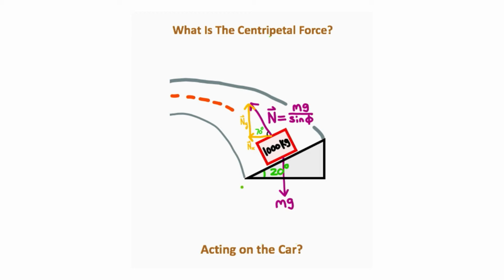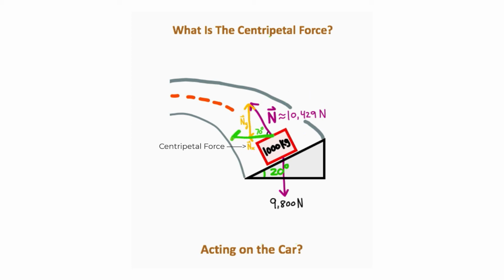I'm also going to simultaneously calculate the weight force, which is mass times gravitational acceleration. So plugging in all the variables, you should get 1,000 for your mass, and you should also get 70 for your angle phi. 9.8 meters per second squared is gravitational acceleration on Earth. So if you evaluate both the normal force and the weight force, you should get these two numbers right here. Now that we have this force here, we can calculate these components using trigonometry.